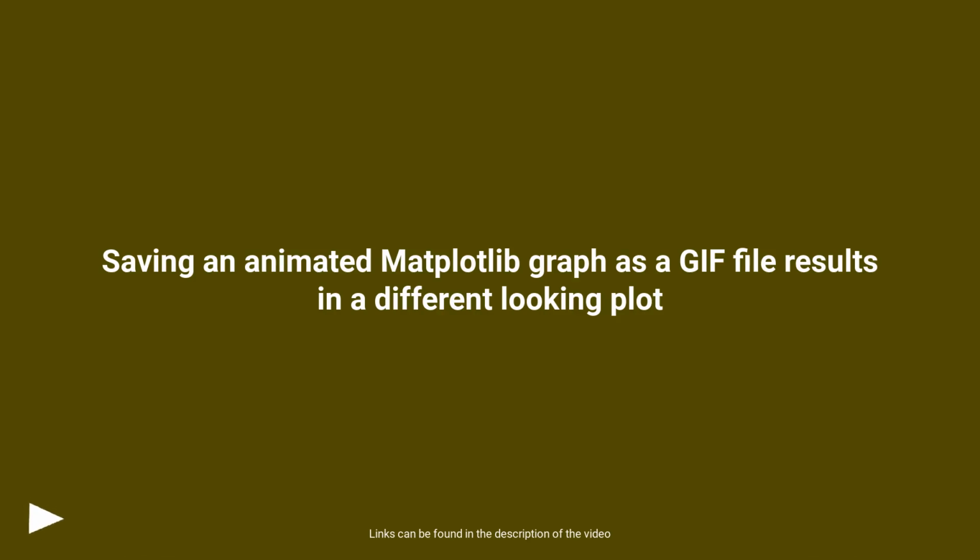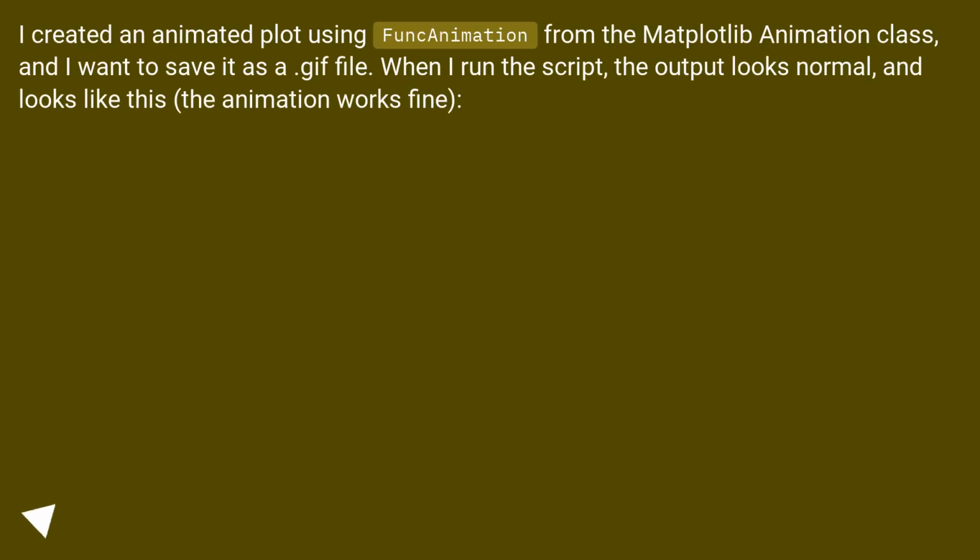Saving an animated Matplotlib graph as a GIF file results in a different looking plot. I created an animated plot using FuncAnimation from the Matplotlib animation class, and I want to save it as a GIF file. When I run the script, the output looks normal, and looks like this. The animation works fine.